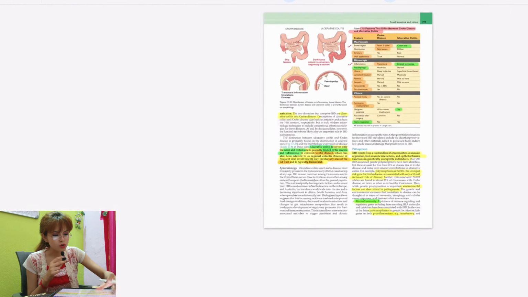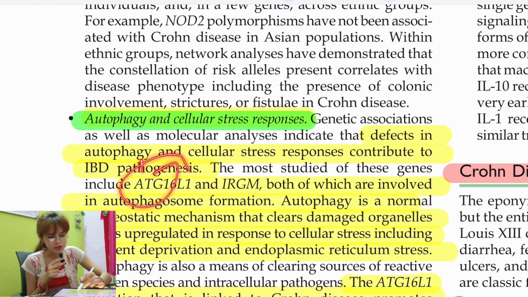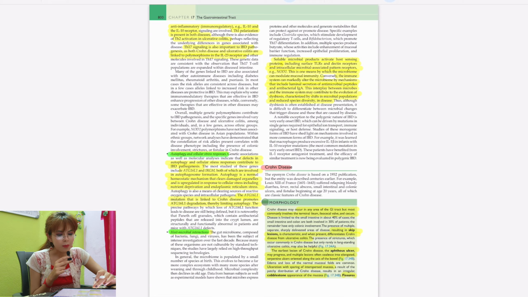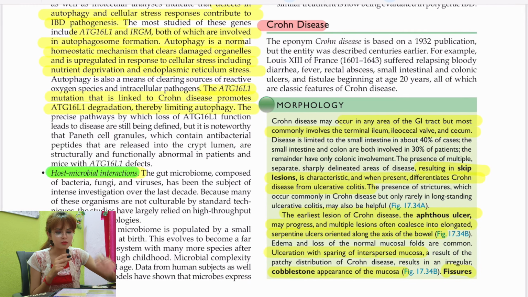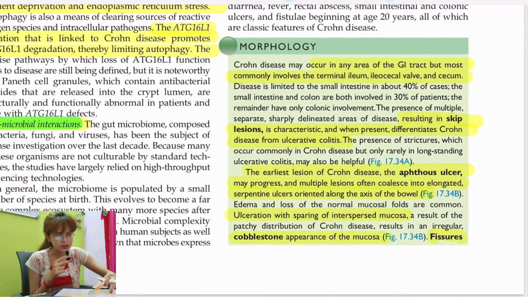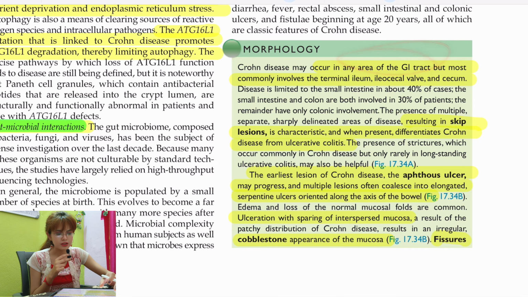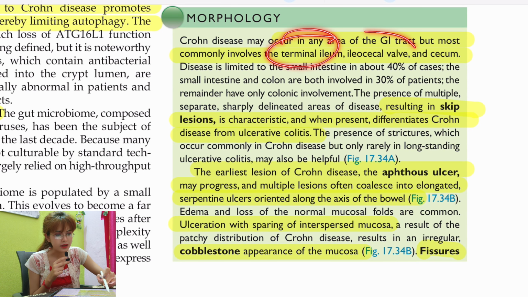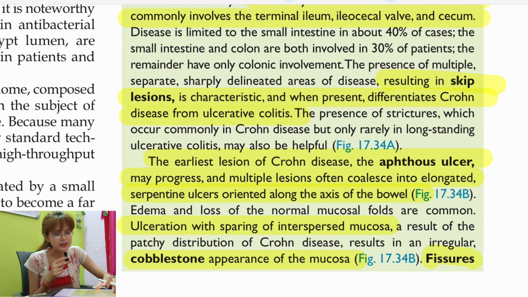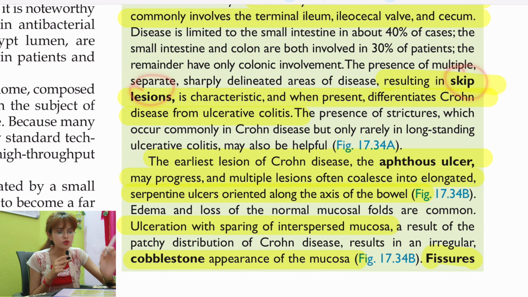So here NOD2 is important, and this gene is important. Okay, so now coming to these individual points, very important, talking about Crohn's disease. As I mentioned, anywhere in the GI tract, but most commonly in the terminal ileum, ileocecal valve. Ileum is basically the most common part which is involved, followed by colon, and this results in skip lesions. So skip lesions is characteristic of Crohn's disease, and it differentiates it from ulcerative colitis.